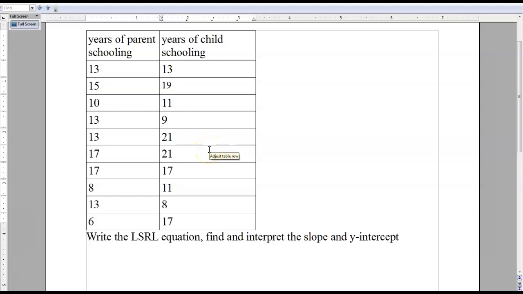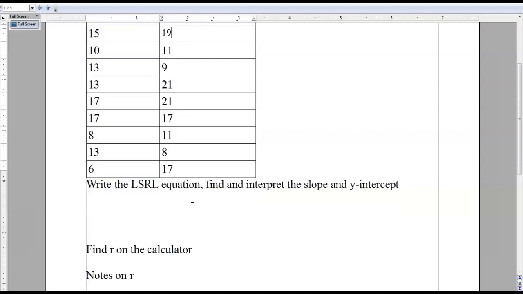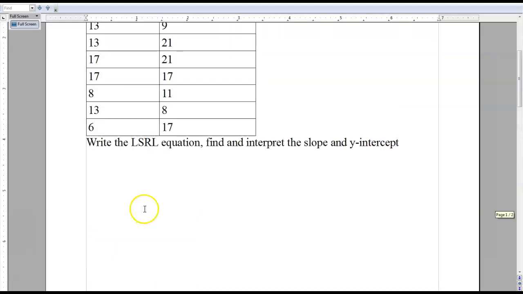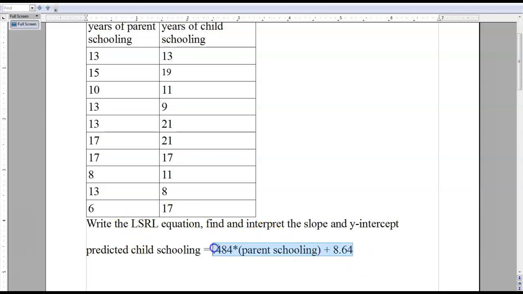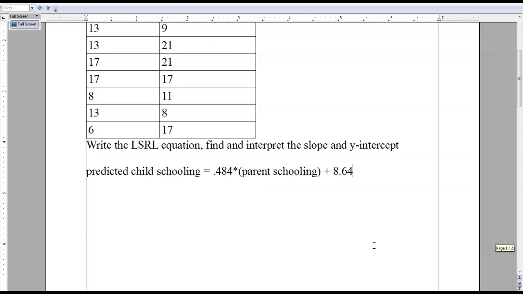Numbers typed in? I'm trying to show the numbers and work below it, but do I need to show the numbers? You guys get the same numbers? 0.484 and 8.64? Oh. Okay.